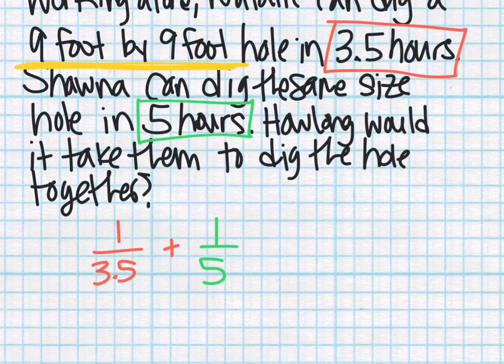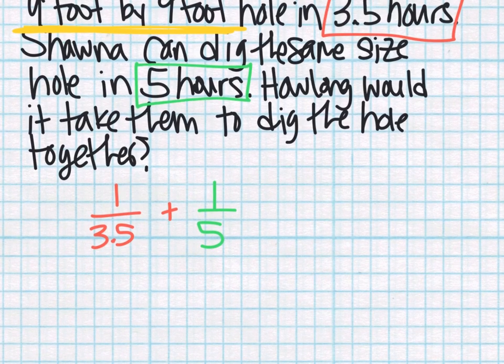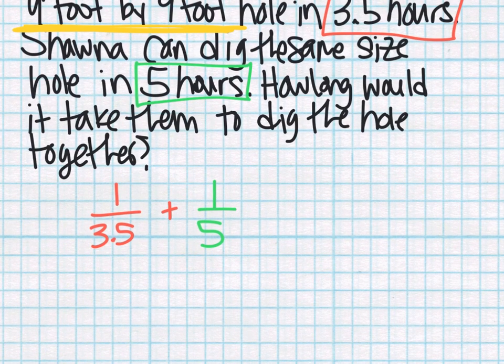So I look at this and I'm like, oh, that's not a good fraction. You're right, that's not. So I'm going to change this first fraction by multiplying top and bottom by something to get rid of the decimal. If it's 0.5, that's pretty easy. I can just multiply top and bottom by 2 and get 2 over 7 plus 1 over 5.